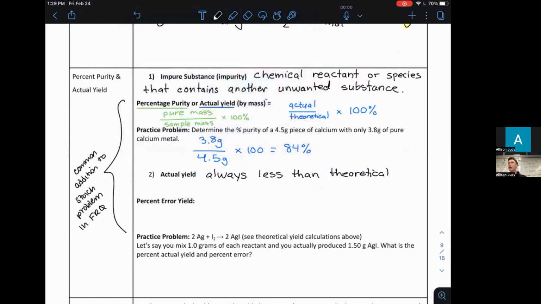So percent error, a lot of you have probably seen this formula. We did it in APES. It's a pretty common formula. It's going to be the absolute value of theoretical minus actual over theoretical times 100. So this looks like this: theoretical minus actual over theoretical.